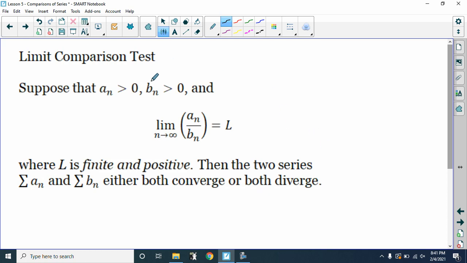So if we know something about one of the series, and I divide the two, evaluate the limit as n approaches infinity, and I get a finite positive number, that tells me something about the other series. Usually we'll be given one of these, and we'll try to come up with something else that, when I divide it, gives us a finite positive number. We'll take a look at how to do that.